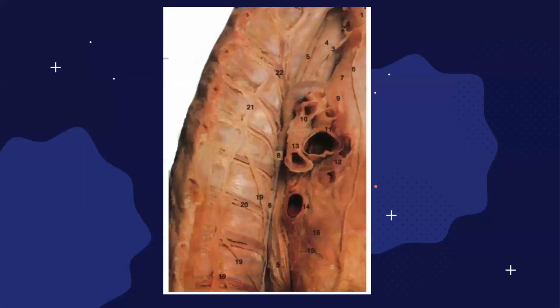Okay, so let me orient you guys a little bit. So this is the heart right here, okay? These are the great vessels for the heart. This right here, number five, this muscular looking structure, that's the esophagus, okay? Behind the esophagus, you have number eight, this structure right here. That is the azygos vein, okay? And then this is the vertebra, and then 19 and 21 would be the sympathetic nerves.